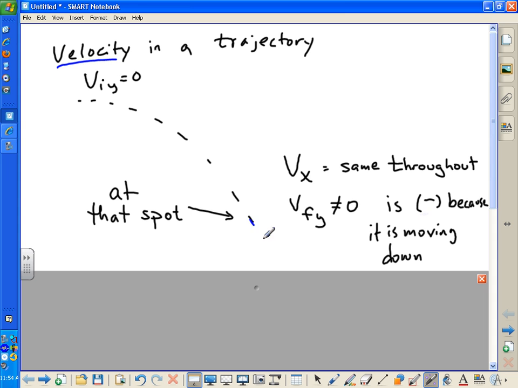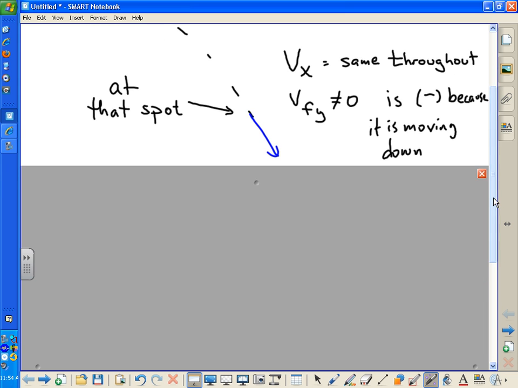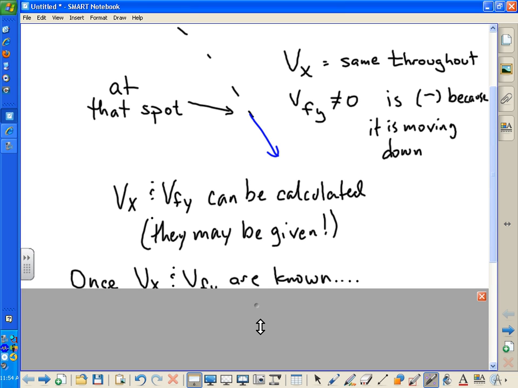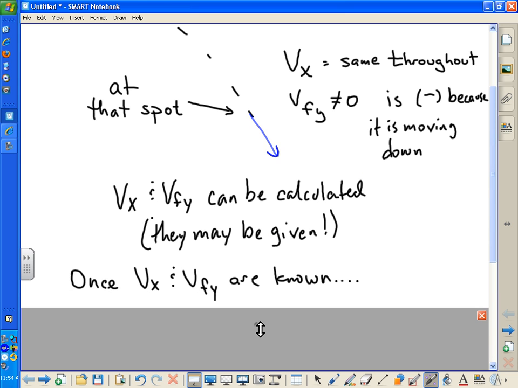If we want to find that velocity out at an angle then, what we need to know is both Vx and that Vfy. They can be calculated, or they might be given. But we have to know both if we're going to find the velocity at an angle.